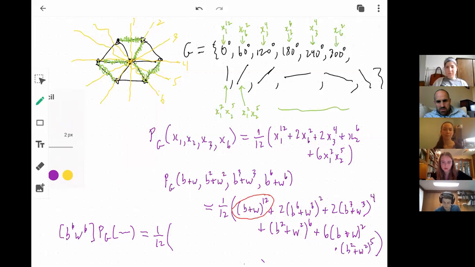Because this would involve the binomial theorem. You would go like 12 choose 0, B to the 12th, W to the 0, plus 12 choose 1, B to the 11th, W to the 1, etc. Remember, if I were to expand this B plus W to the 12th out, I think there would be a 12 choose 6 coming from that. Yeah? Because that would give me a B to the 6th, W to the 6th.